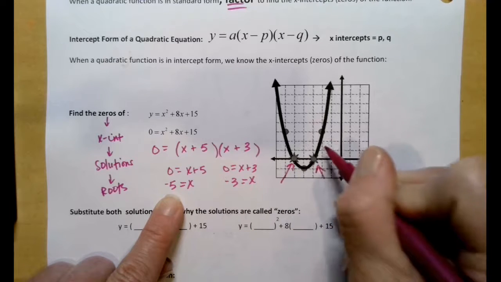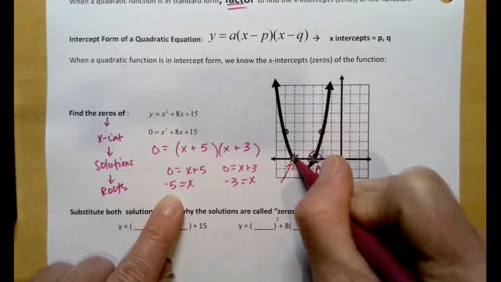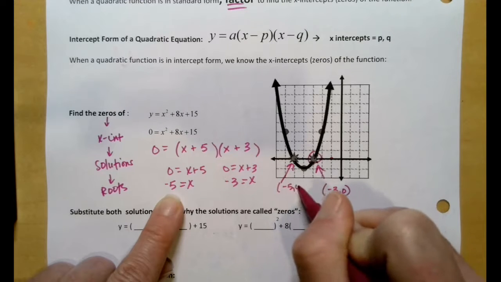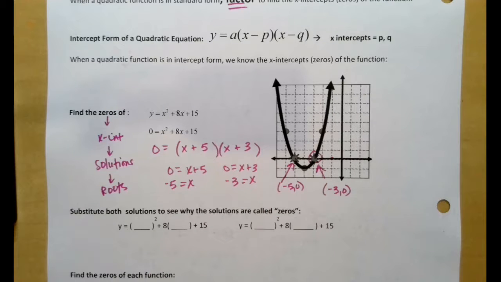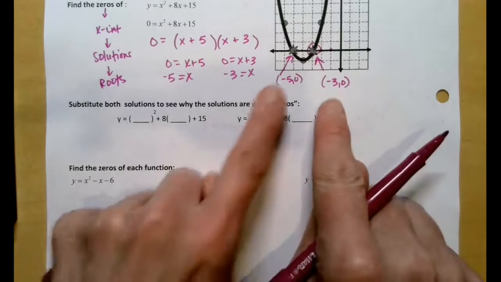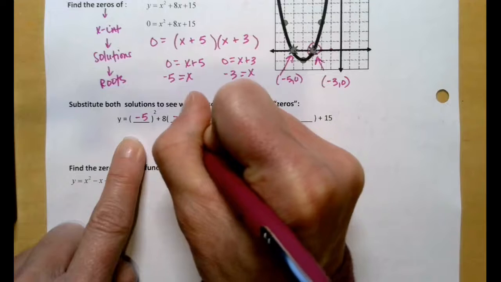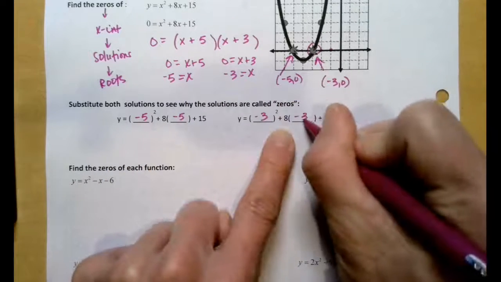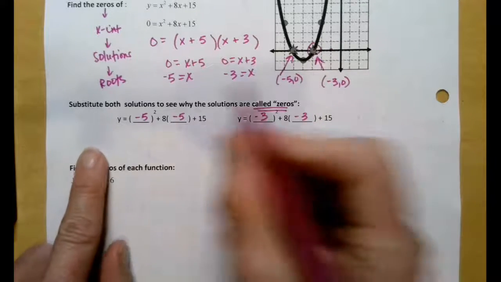Check it out. There they are. Here is where x is equal to -1, 2, 3, 4, 5. This ordered pair and this ordered pair are our intercepts. That's where the graph crosses the x-axis. Okay. We can go ahead and substitute these answers into our equation. -5 squared plus 8 times -5 plus 15. -3 squared plus 8 times -3 plus 15. And we can see why they're called the zeros.